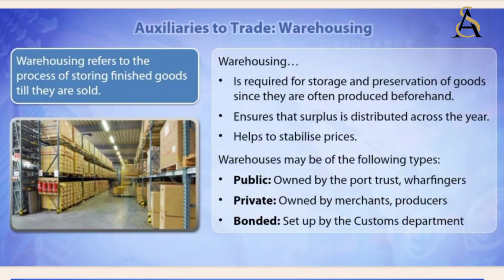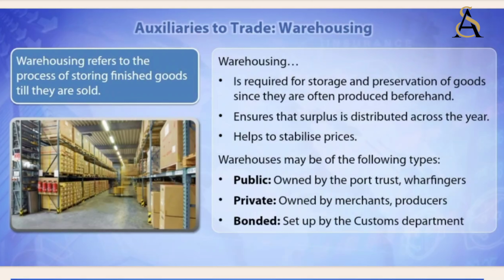Next is warehousing. Warehousing refers to the process of storing finished goods till they are sold. In simple language, it is called godown. What is the use of warehousing? It is required for storage and preservation of goods since they are often produced beforehand. It ensures that surplus is distributed across the year. It also helps to stabilize prices.